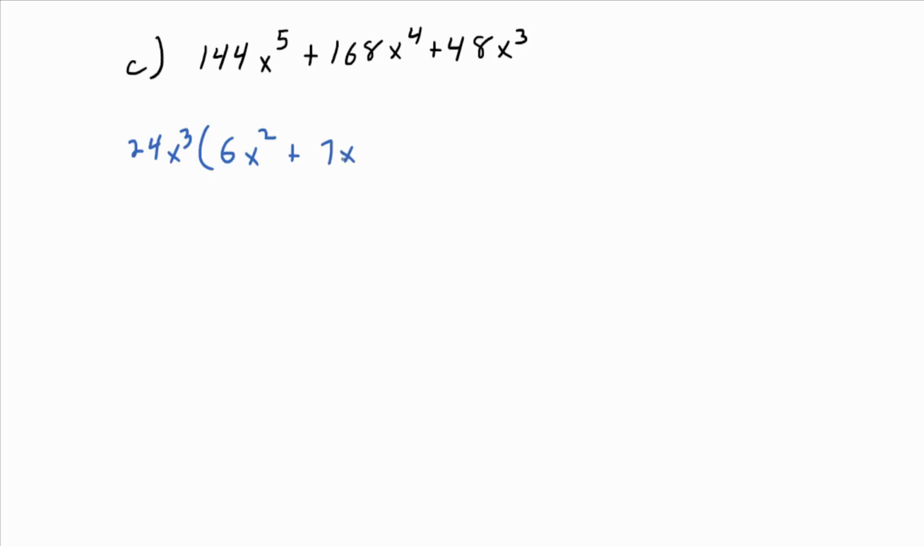Any disagreement there? Okay, and then what do you get when you pull a 24x cubed out of 48x cubed? Just a plus 2, not 2x, just 2, right? Because you pulled out an x cubed, so you're not going to see an x cubed inside the parentheses on that term. Everybody agree? Well, now it's not nearly so intimidating. That trinomial on the inside, 6x squared plus 7x plus 2.